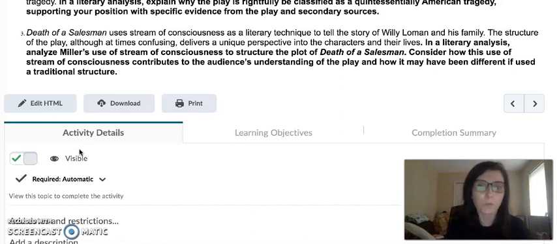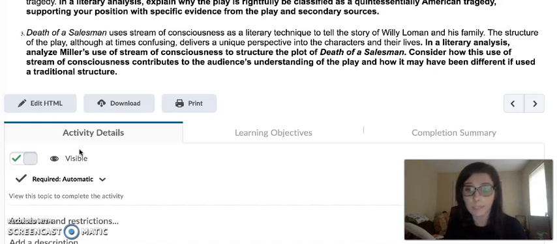So here's the prompt. In a literary analysis, analyze and argue Miller's use of stream of consciousness to structure the plot of Death of a Salesman. Consider how this use of stream of consciousness contributes to the audience's understanding of the play and how it may have been different if used in a traditional structure.